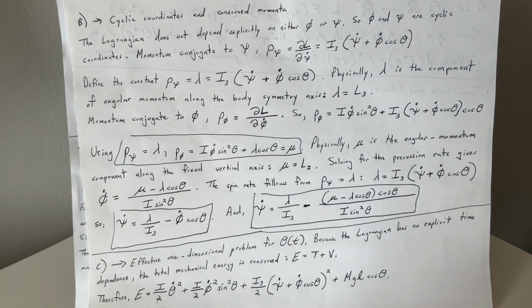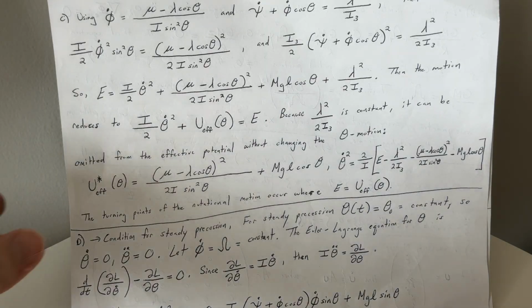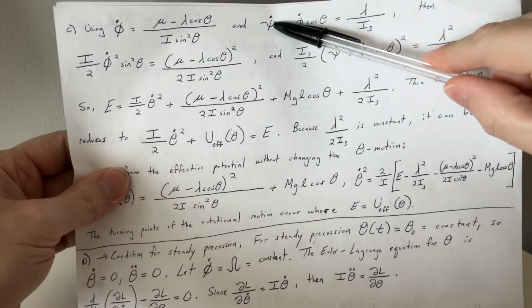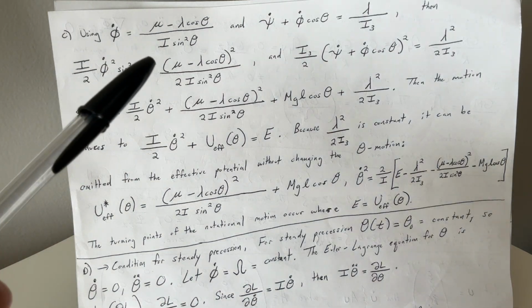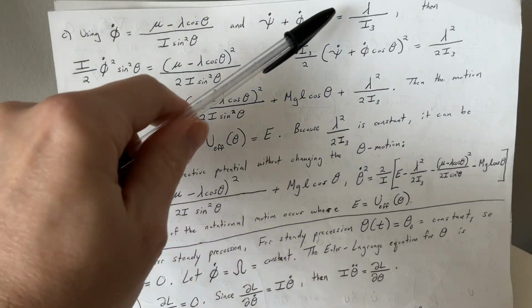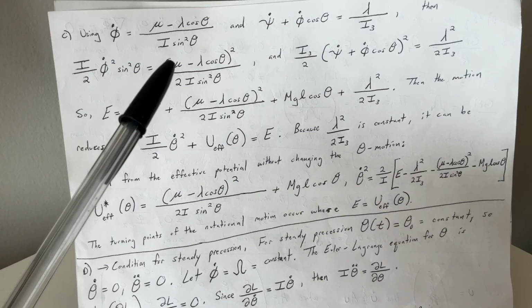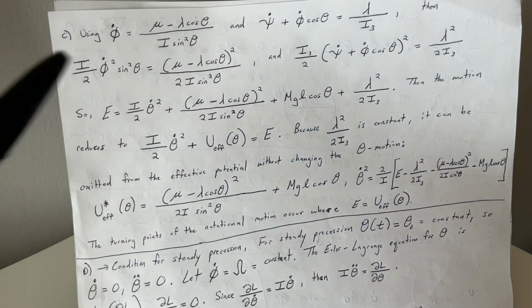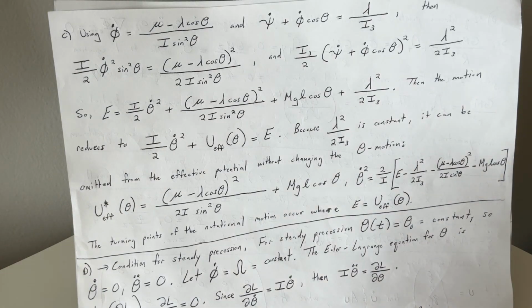Now building on that, if we use phi dot equals mu minus lambda cosine theta over I sine squared theta, and psi dot plus phi dot cosine theta equals lambda over I sub 3, then I over 2 phi dot squared sine squared theta equals the quantity mu minus lambda cosine theta squared divided by 2I sine squared theta, and I sub 3 over 2 times the quantity psi dot plus phi dot cosine theta squared equals lambda squared over 2I sub 3.